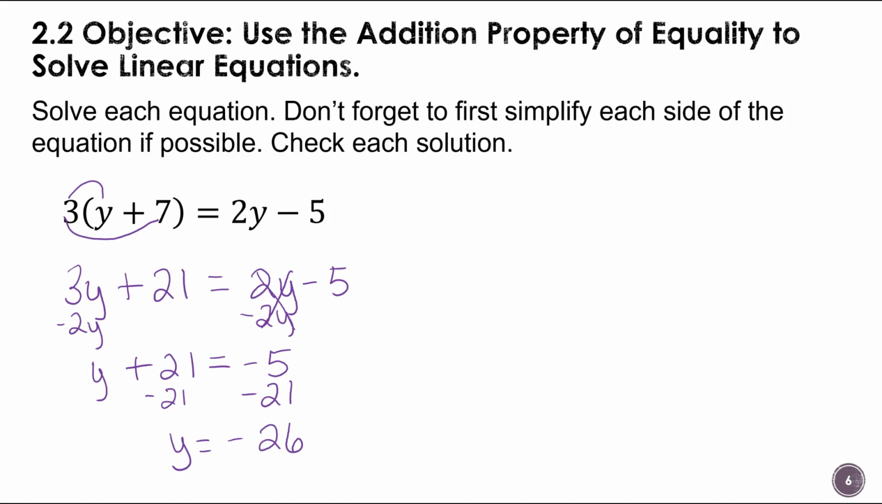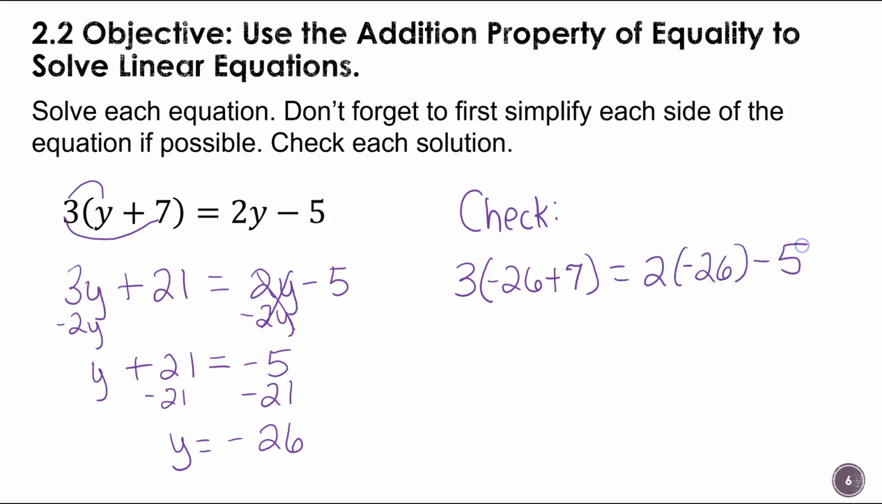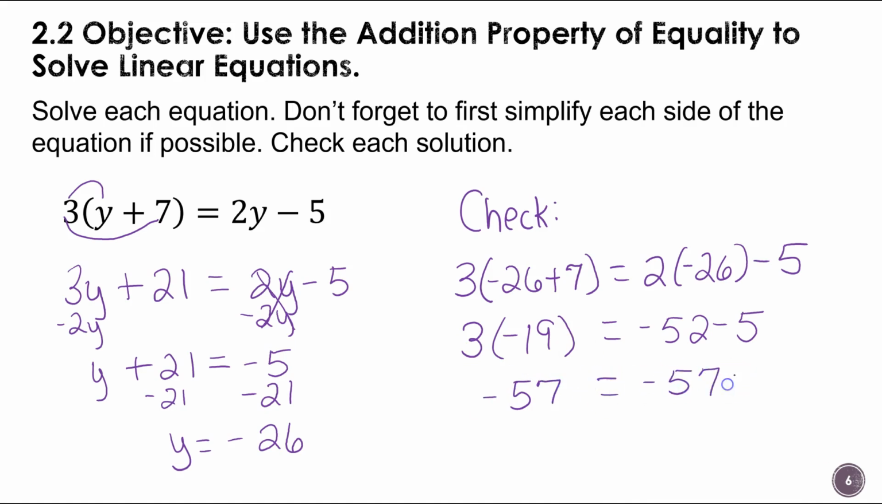Now, what if you wanted to check this? So we're going to check. And I'm going to take the original equation, put negative 26 in for y. And then we just have to do a little calculating, right? So this is going to be 3 times negative 19 equals 2 times negative 26. That's negative 52 minus 5. So 3 times negative 19 is negative 57. And this is also negative 57. So it checks because we have a true statement at the very end. Negative 57 equals negative 57.